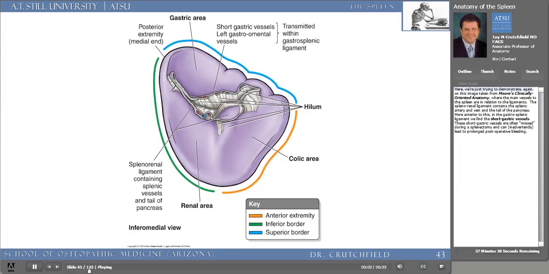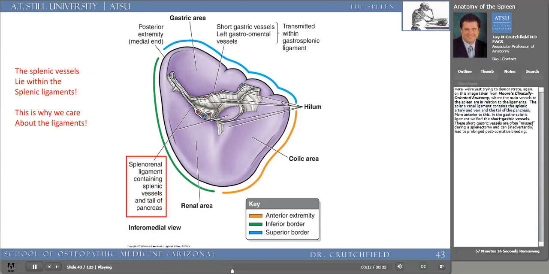Here we're just trying to show again on this image taken from Moore's Clinical Atlas of Anatomy where the main vessels to the spleen are in relation to the ligaments. The splenorenal ligament contains the splenic artery and vein and the tail of the pancreas. And more anterior to this, in the gastrosplenic ligament, we find the short gastric vessels. These are the ones that are often missed in a splenectomy and can lead to prolonged bleeding.